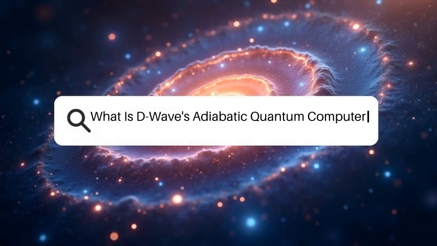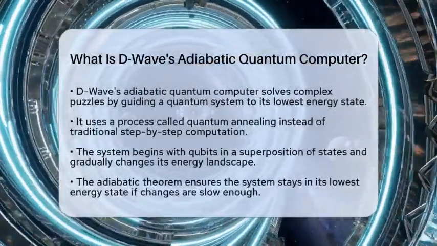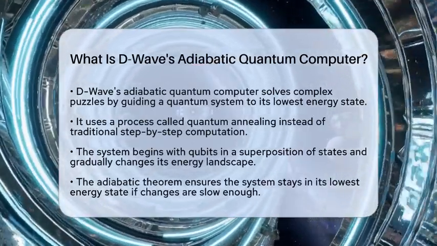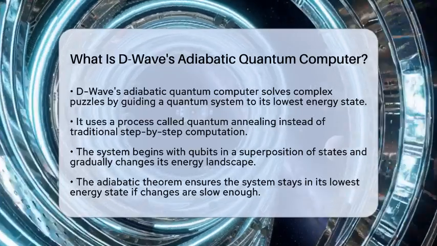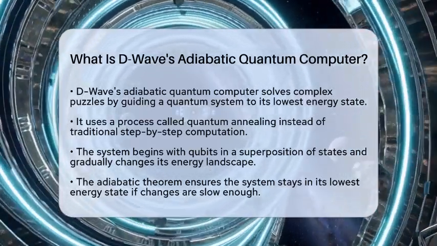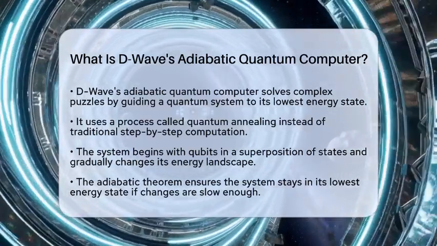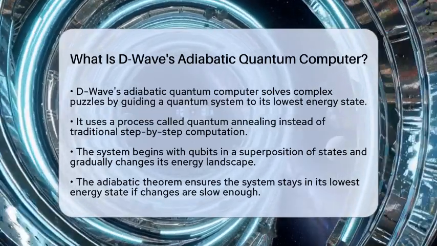What is D-Wave's adiabatic quantum computer? Imagine a computer that solves complex puzzles by gently guiding a quantum system to its lowest energy state. That's what D-Wave's adiabatic quantum computer does. It's a special kind of quantum device designed to handle tough optimization problems. Instead of traditional computers crunching through possibilities one by one, this machine uses a process called quantum annealing.